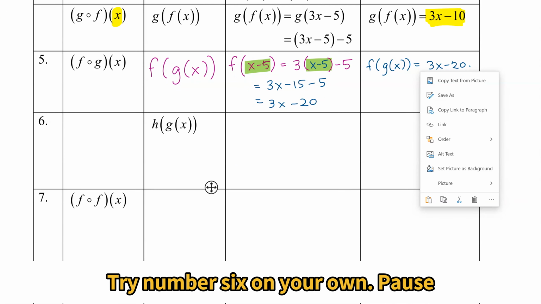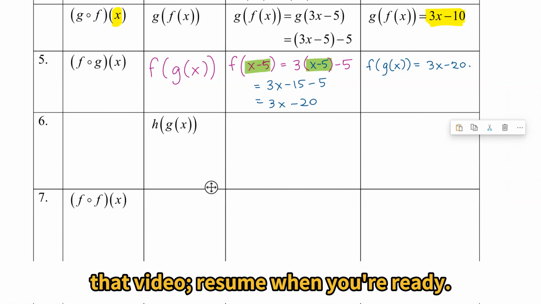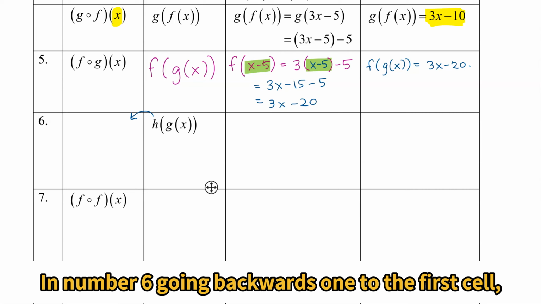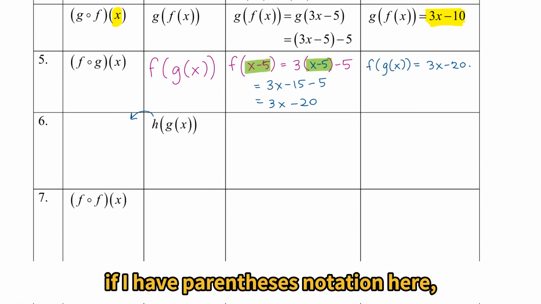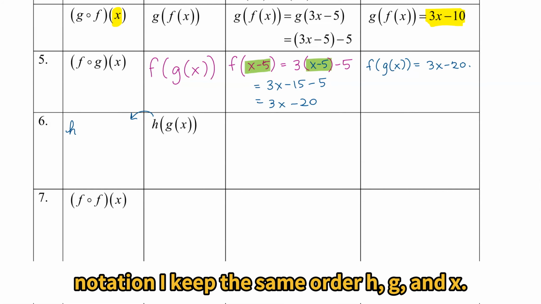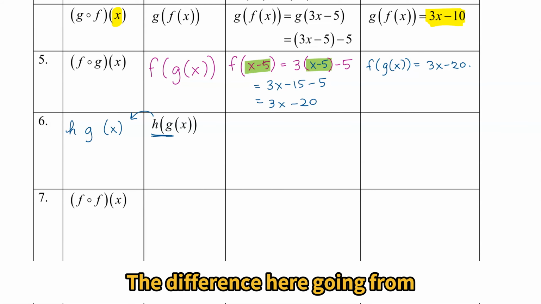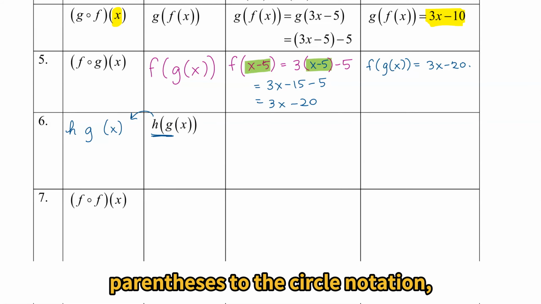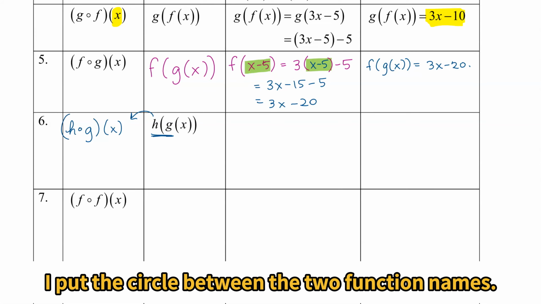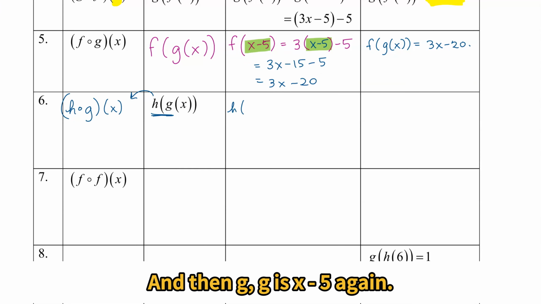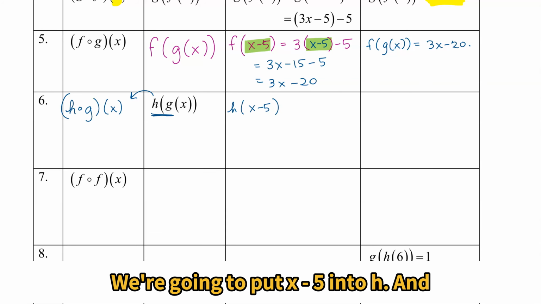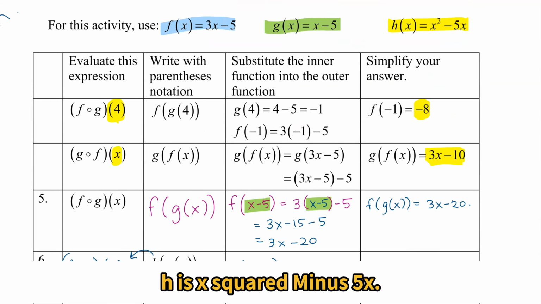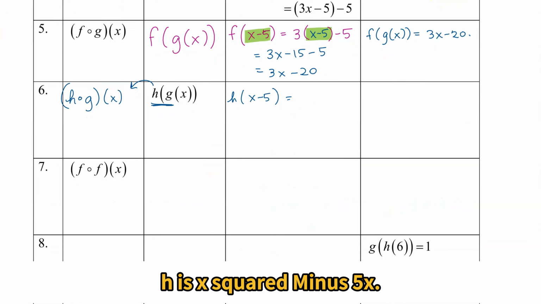Try number 6 on your own, pause that video, resume when you're ready. In number 6, going backwards one to the first cell, if I have a parentheses notation here, to change it into the circle notation, I keep the same order, h, g, and x. The difference here going from parentheses to the circle notation, I put the circle between the two function names. And then g is x minus 5 again. And we're going to put x minus 5 into h, and h is x squared minus 5x.